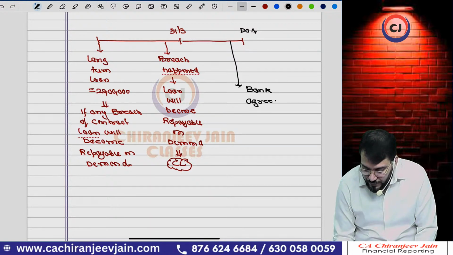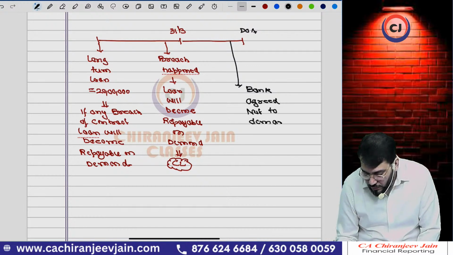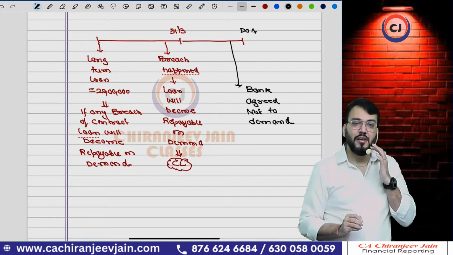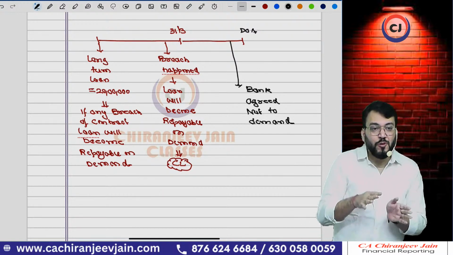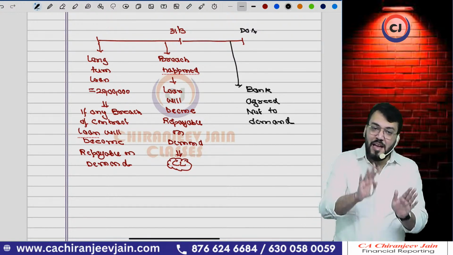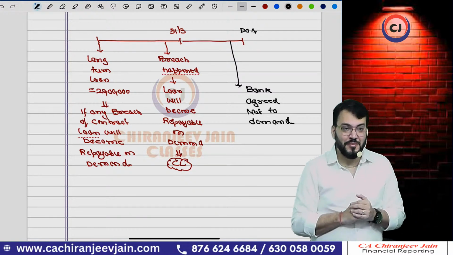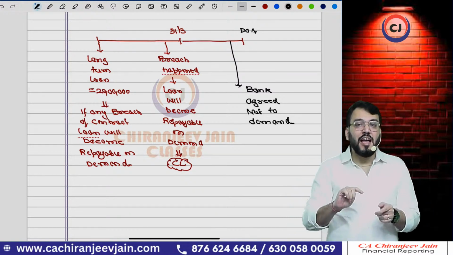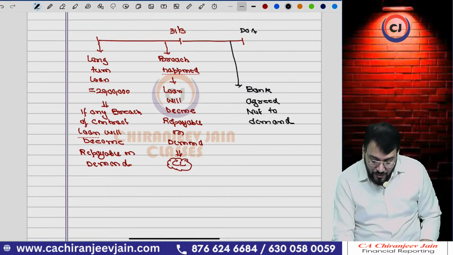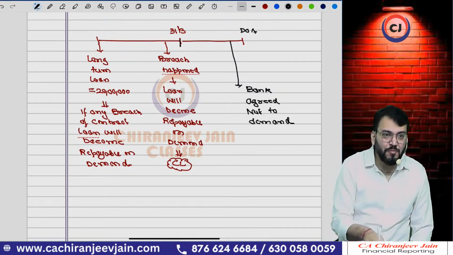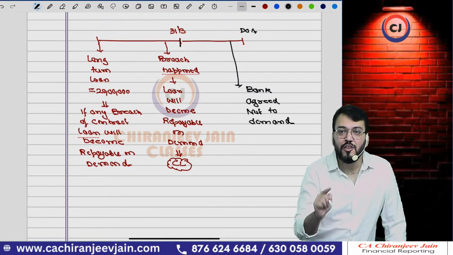Bank agreed not to demand. Understood? Before approval of the financial statement, the bank agreed that it will not demand. Now the question is, on this 31st March, in this financial statement, will it be shown as a current liability or a non-current liability?